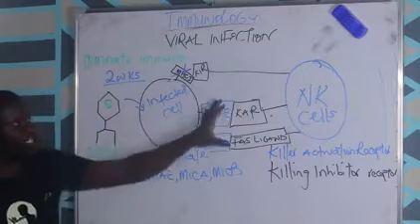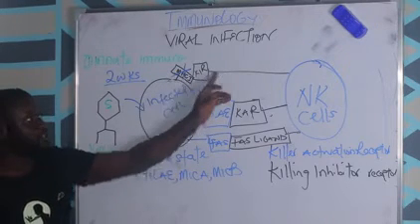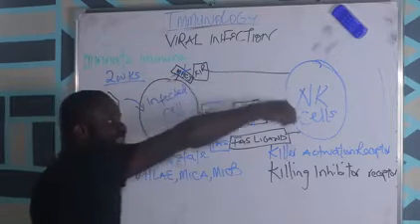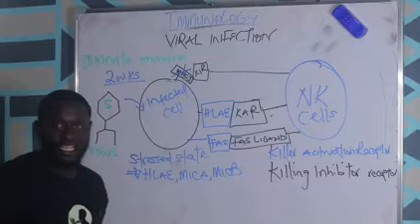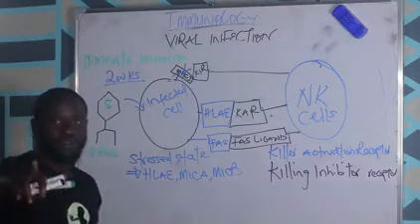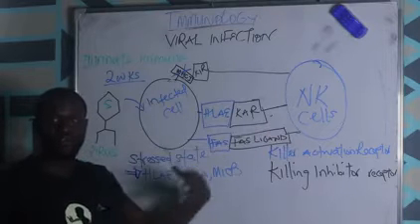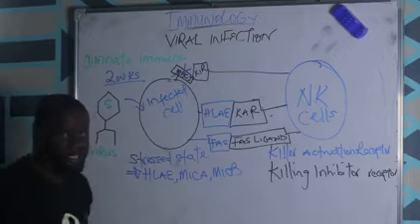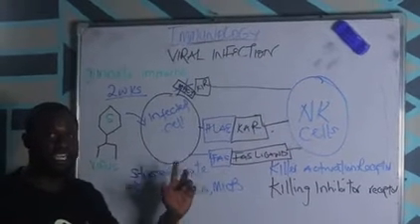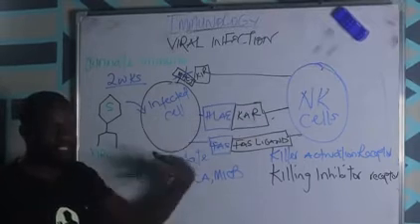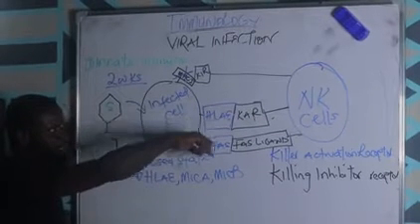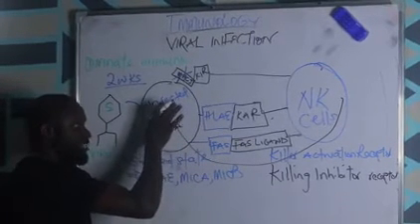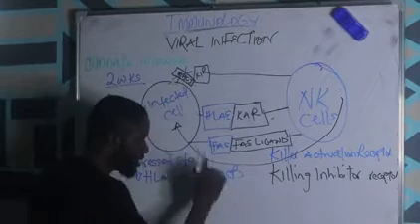So when these two things are bound, because the MHC1 does not bind to the killer inhibitory receptor, nothing is inhibiting the NK cell from continuing the killing. It is just activated, and nothing is responsible for stopping it. So when these are bound, the NK cell now releases two substances that cause the killing of this infected cell.